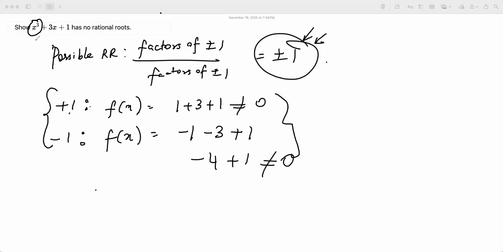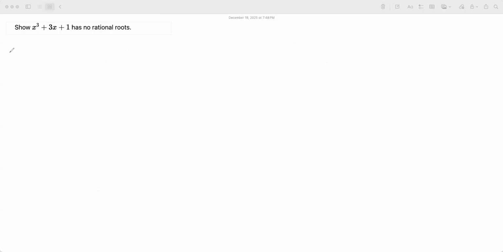See, but irrational occur in pairs, right? I just want to know. Possibilities are complex roots and real roots. If it does not have rational roots, possibilities are imaginary and irrational real roots. Am I making sense?